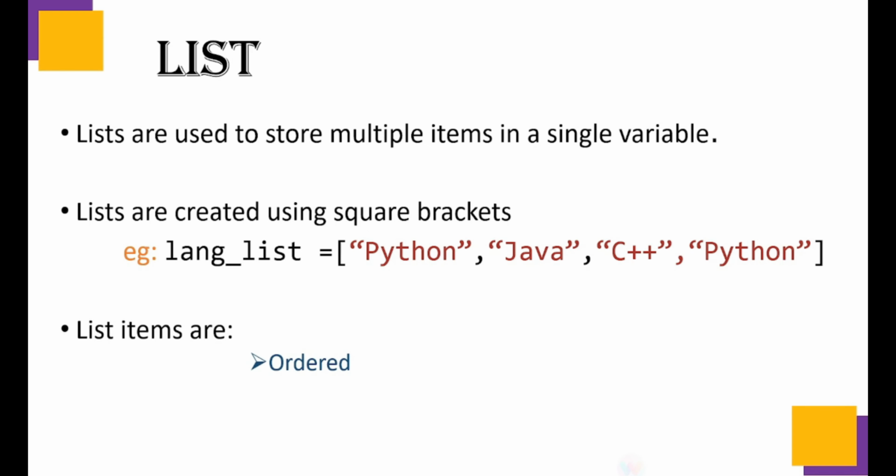List items are ordered. It means that the elements have a defined and definite order, and that order will not change. If you need new items in the list, the new items will be placed at the end of the list. There are some list methods or functions that we'll learn further that will change the order if used. In general, the order of the items will not change.